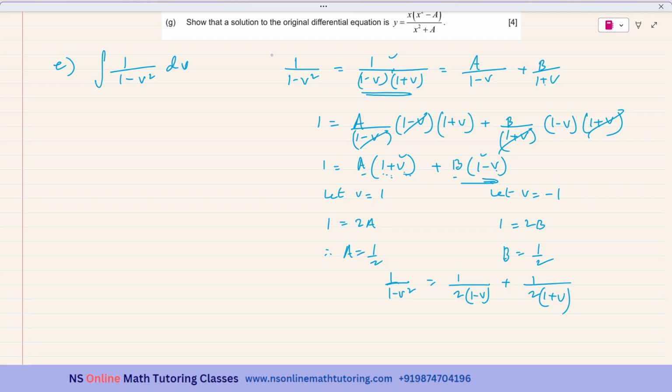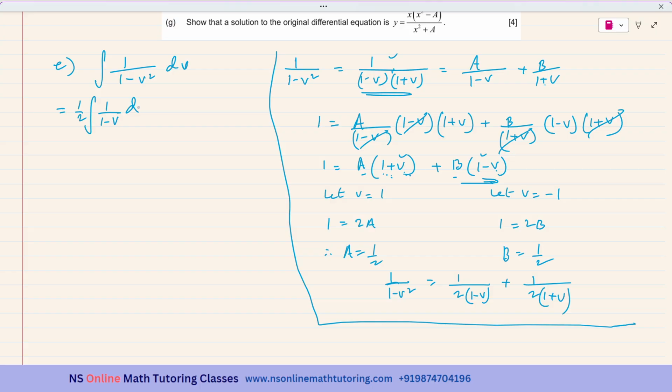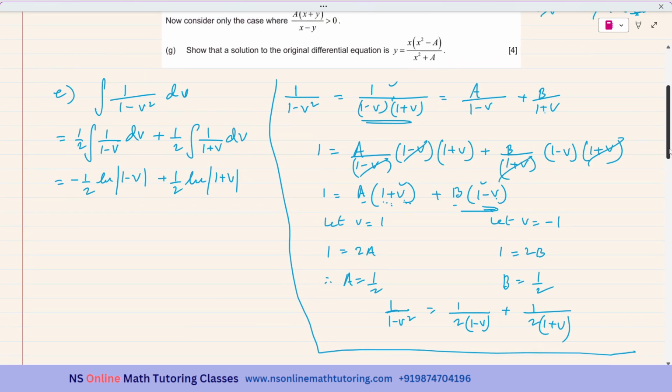Okay. So this is equal to, I can take out half, 1 over 1 minus v dv plus half, 1 over 1 plus v dv. Okay. And this is equal to negative half ln of 1 minus v plus half ln of 1 plus v. Now plus c, you should be having the constant of integration.